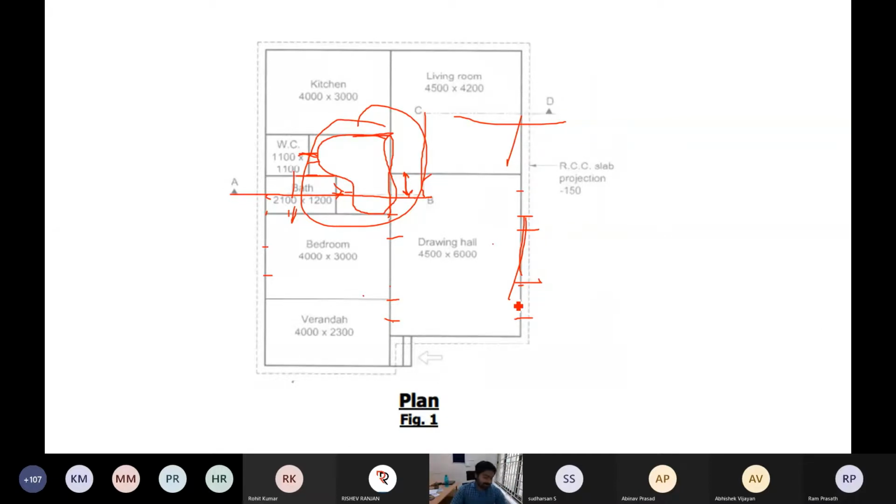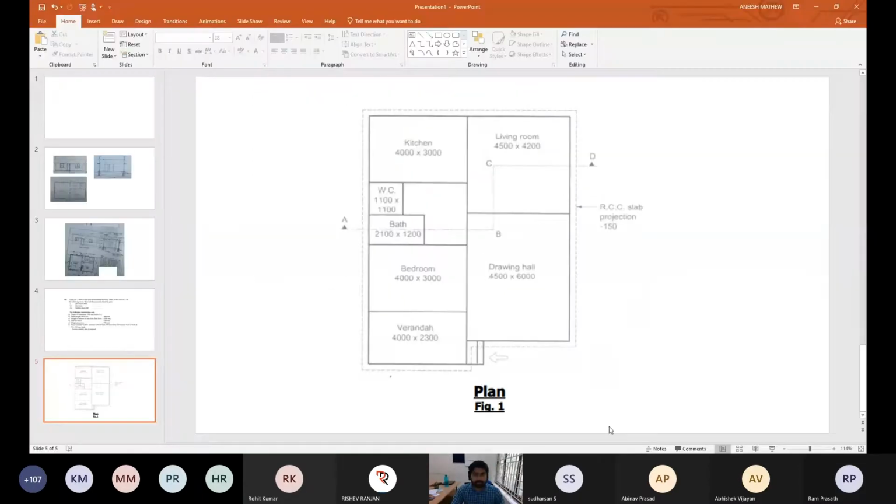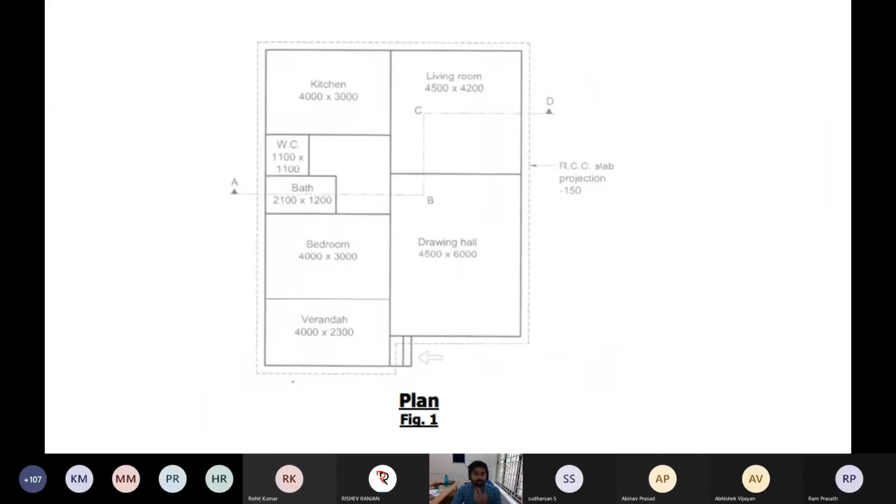So this is your exercise. This you have to do today. This is exercise number 2. So please copy this and you can do the drawing. Please copy this. I will share this question program.